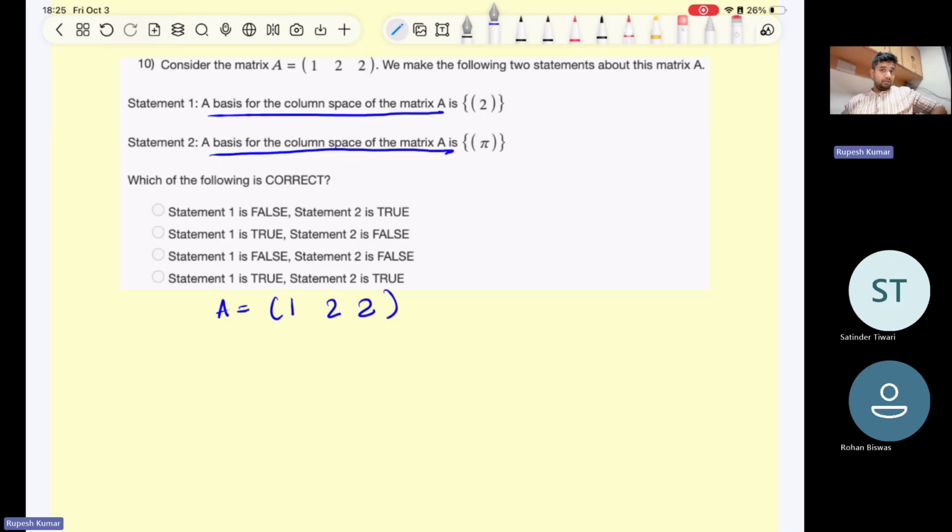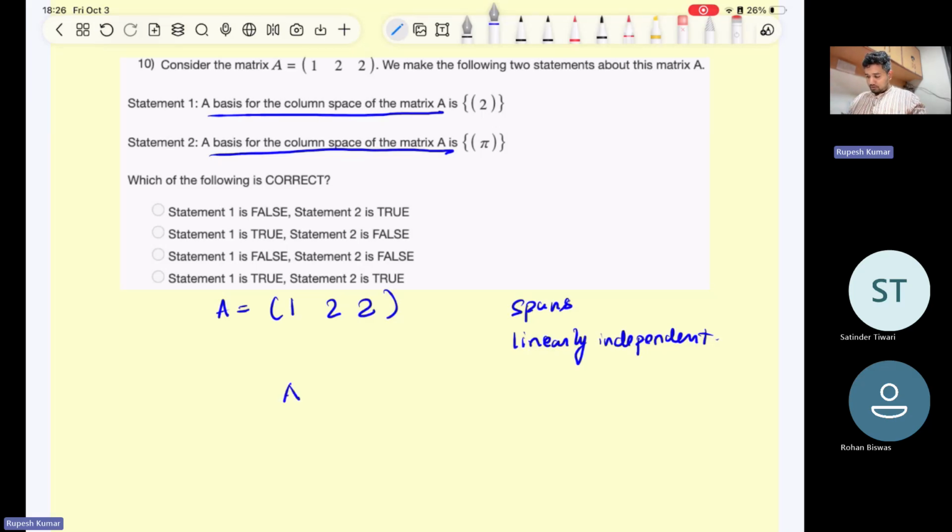Now we all know the definition of basis. So what is a basis? It spans the space, and a basis should be linearly independent. These are two basic properties. Now we are talking about the column space of A. Let's check out what is the column space of A.